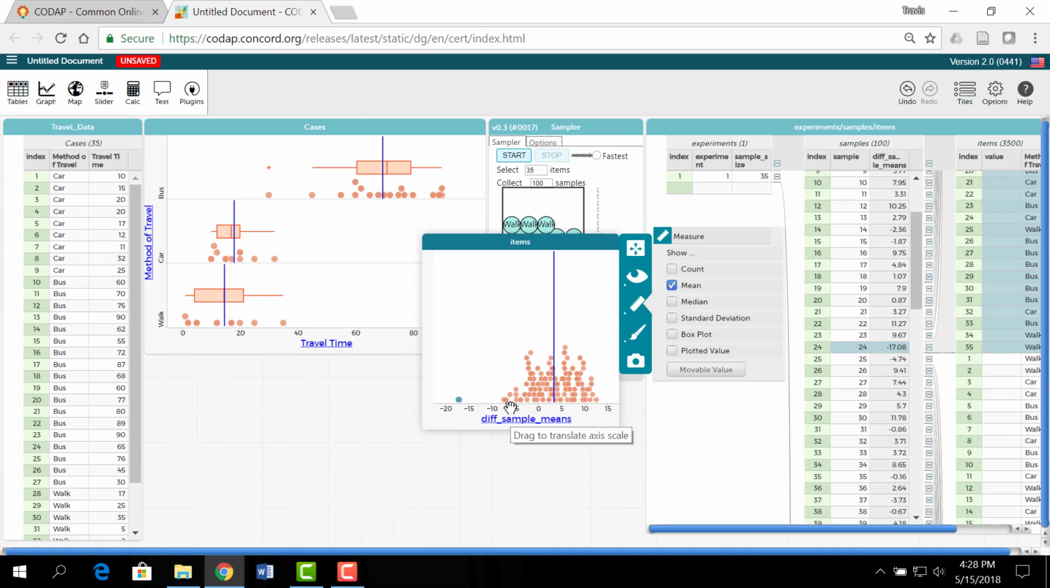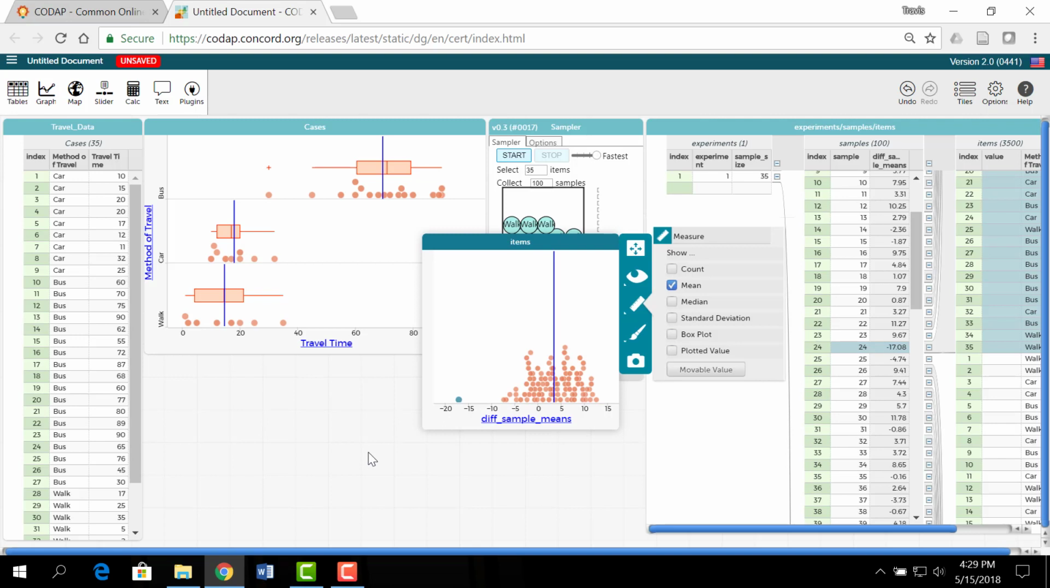So let's tie this all together and connect this back to the question that we had. The question we started with was, is there a significant difference between the travel time of walkers and of car riders of North Carolina students? And so if we look at this interval, what we're estimating is that the true difference in these population means is somewhere between -7 and 13 minutes.